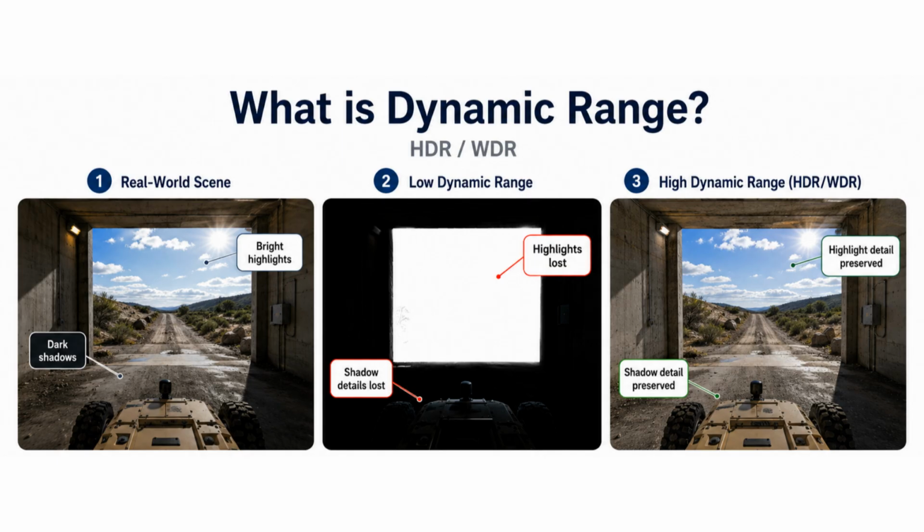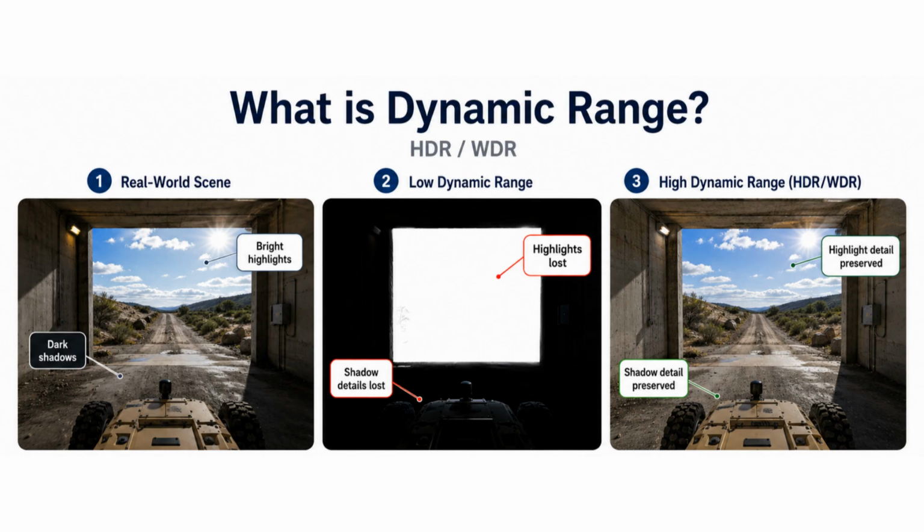The center image shows a camera with low dynamic range. The outdoor highlights become completely white, while important details inside the shadows are lost. On the right, a high dynamic range camera preserves information in both the bright sky and the dark tunnel. This produces a more balanced and usable image.